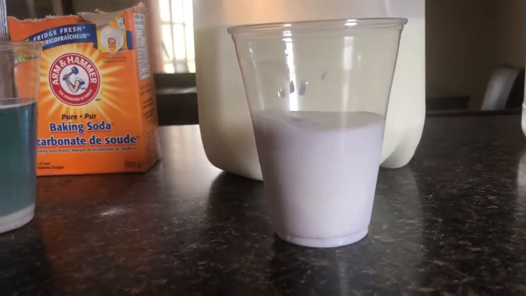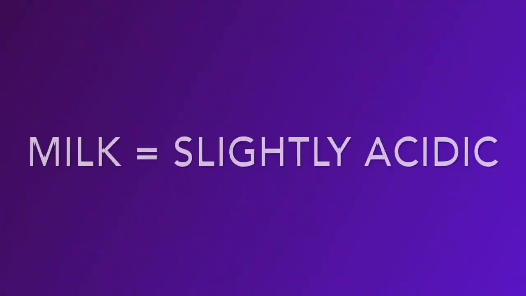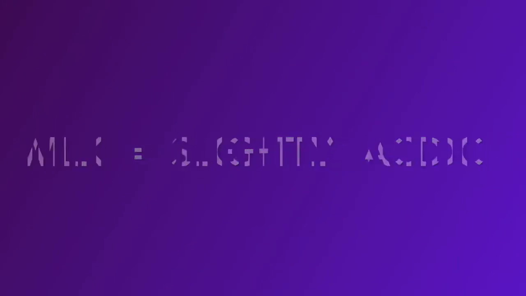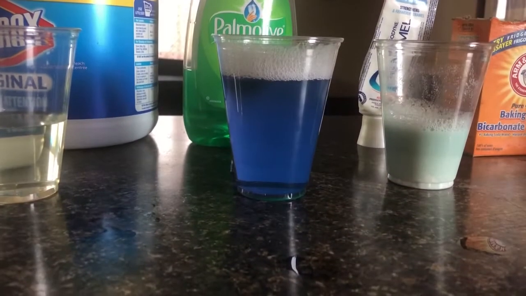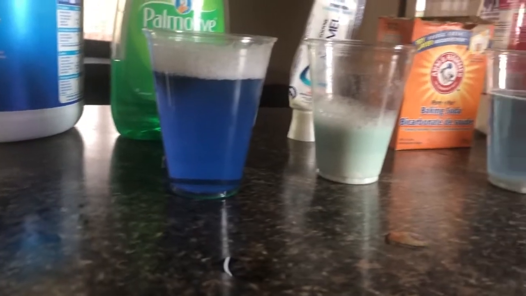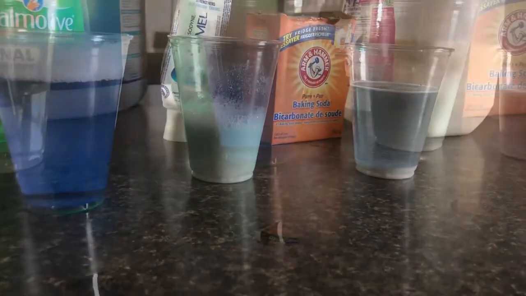But milk turns a light purplish pink, which means it is actually slightly acidic. After resting for 30 seconds, you can see that the bleach is back to its original clear color, showing it to be a strong base. The dish soap is a darker blue.